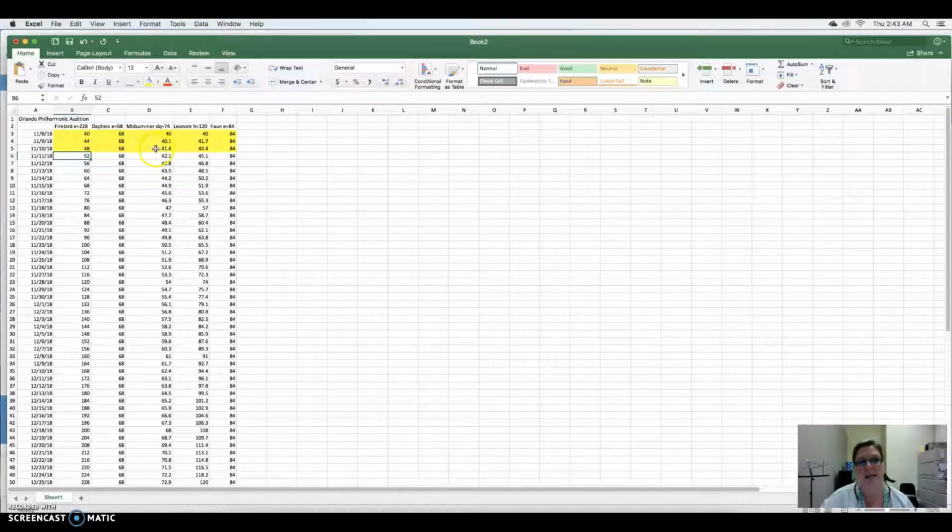Midsummer Night's Dream, I need to start at 41.4 and get it to 42.1. I need to get Leonore to 45.1. I need to play Afternoon Fawn. Then I need to go to Firebird and get it to 56. Do another Daphnis. So I always like to go sequentially through my excerpts so that once again my body is given the opportunity to take the smallest increments possible.